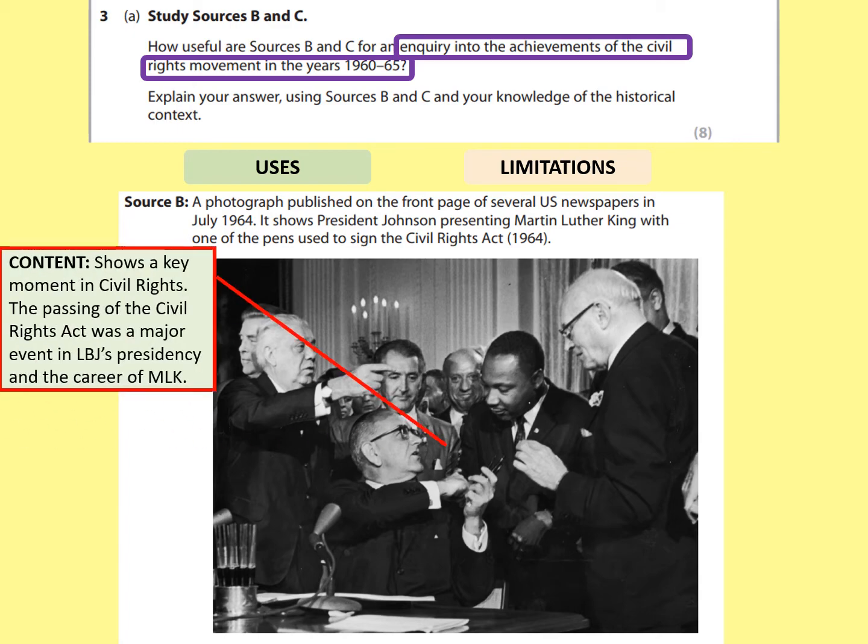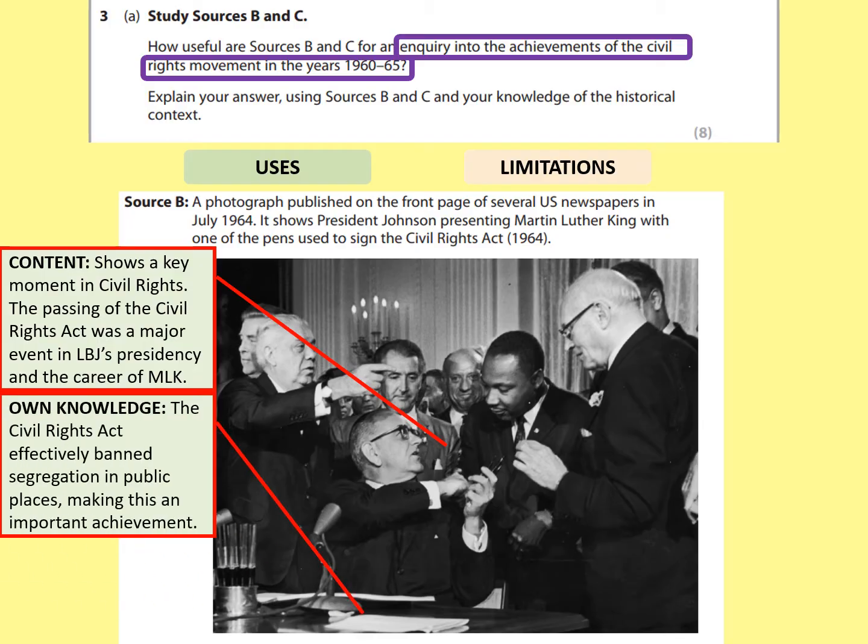I always say that it's useful to bear in mind the content of the source first of all. The content of this source is useful because it shows a key moment in civil rights. The passing of the Civil Rights Act was a major event in Lyndon Baines Johnson's presidency and the career of Martin Luther King. I also suggest that you use your own knowledge. What own knowledge do you have here which backs up this source or challenges it? The Civil Rights Act effectively banned segregation in public places, making this an important achievement.